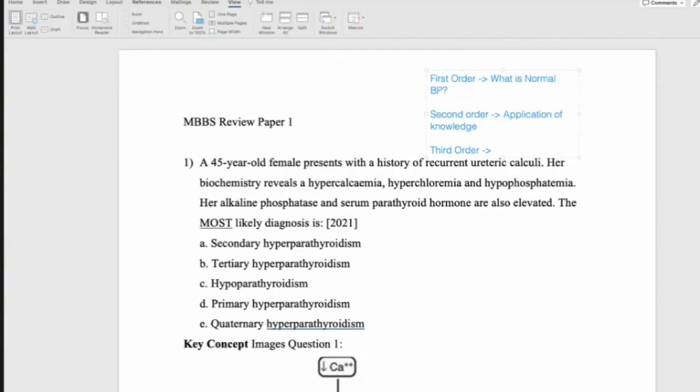And then a third order question is a question that has like three questions packed into one. So it needs you to unravel three different steps before you get to the answer. And that's the general level of difficulties that we'll encounter as we're going through these MBBS questions, right? So that's that. And we're going to continue.